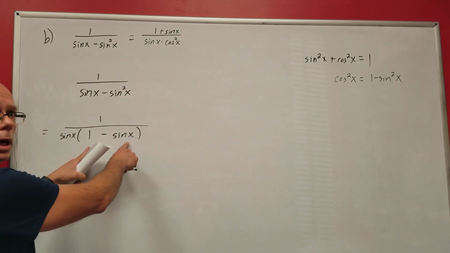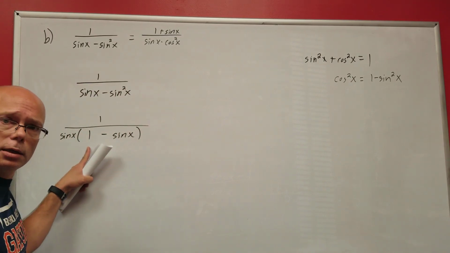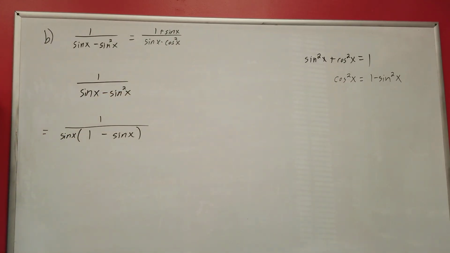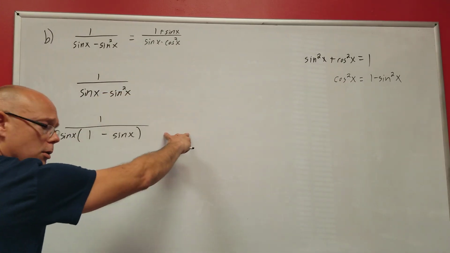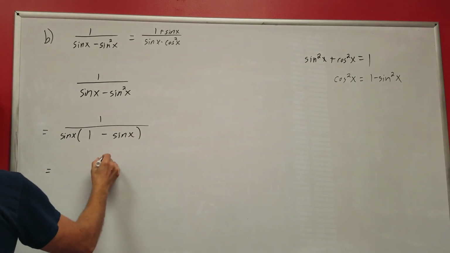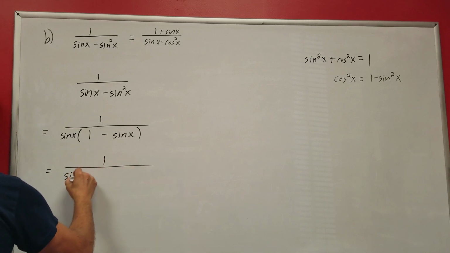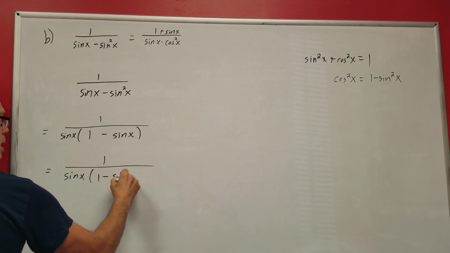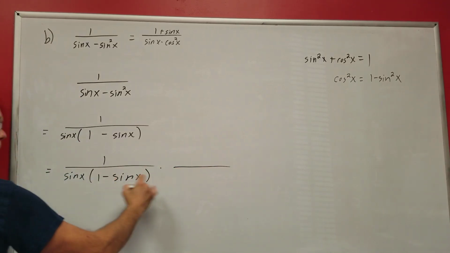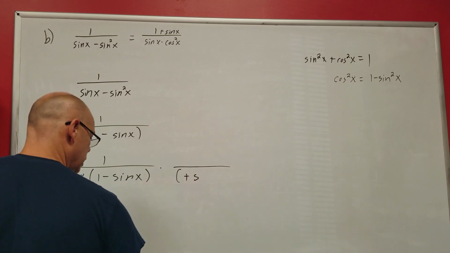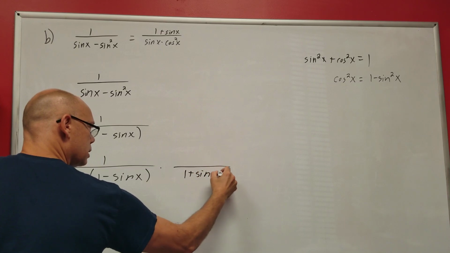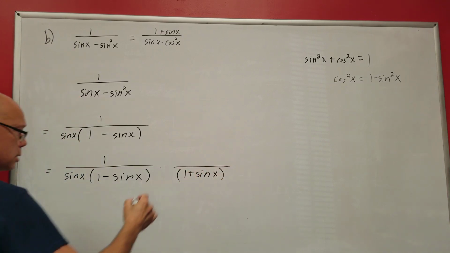I have 1 minus sine. If I can make it 1 minus sine squared, I can replace it with cosine squared, which is what I want. Well, I could do that if I multiply by its conjugate. So I'm going to take 1 over sine of x times 1 minus sine of x, and I'm going to multiply the bottom of it by the conjugate of this part, 1 plus sine of x. Well, what I do to the bottom, I got to do to the top here, right?